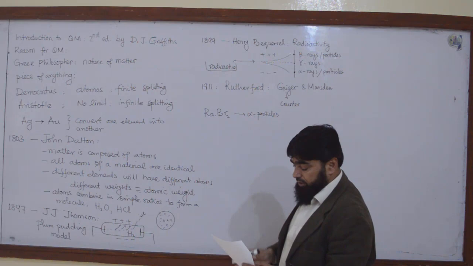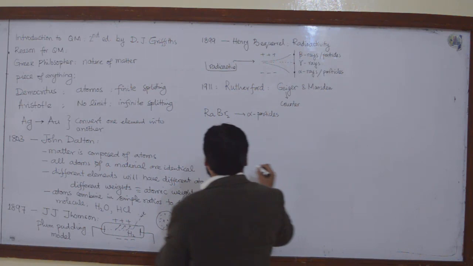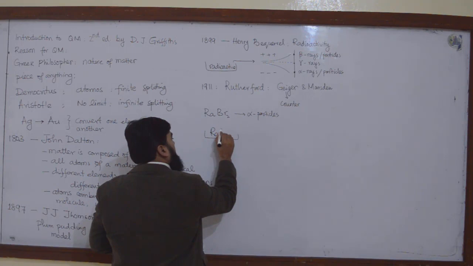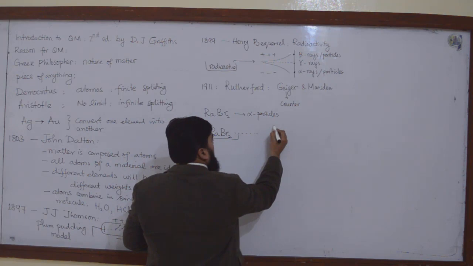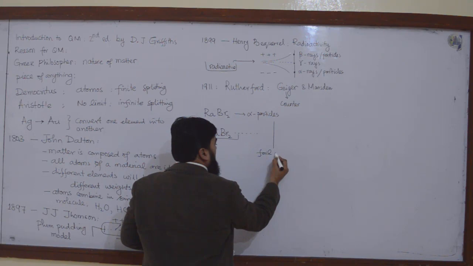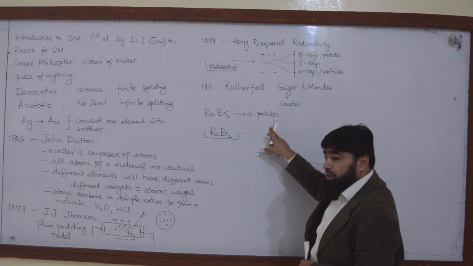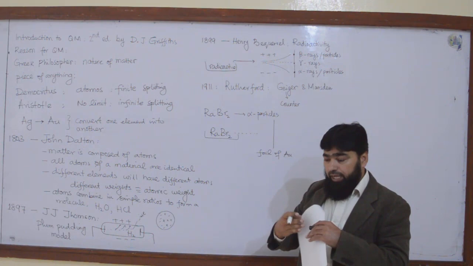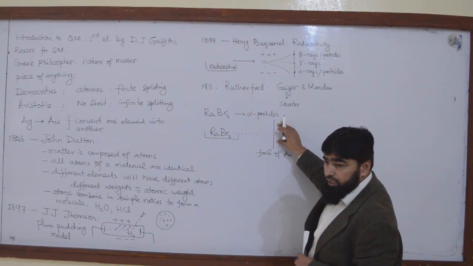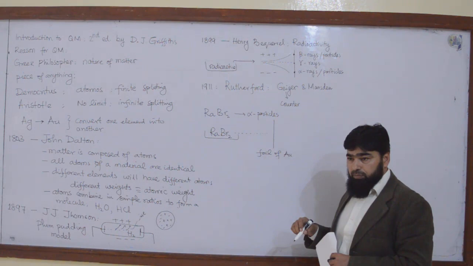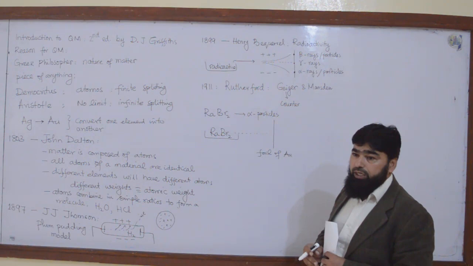And what they did, their very famous experiment, was that they took this RaBr2, radium bromide, and it was emitting particles, and they put a very, very thin foil of gold. It was very, very thin. Thin in the sense that very few atomic layers were there, because you know gold is very malleable, very soft, and it can be made very thin. So it was few atomic layers, and they bombarded these alpha particles on it, and the result was quite surprising.